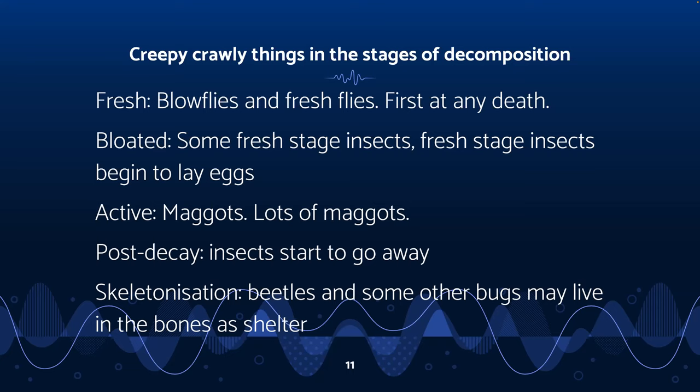So I would say if there are a lot of blowflies, flies everywhere, that means the PMI was very short, and it was freshly dead, if that makes sense. And then after the fresh stage, there is the bloated stage. The bloated stage contains some fresh insects, and these insects, like the flies, begin to lay eggs. And then after they lay eggs, there is the active stage. In the active stage, there are lots of maggots, all creepy, crawly, disgusting.